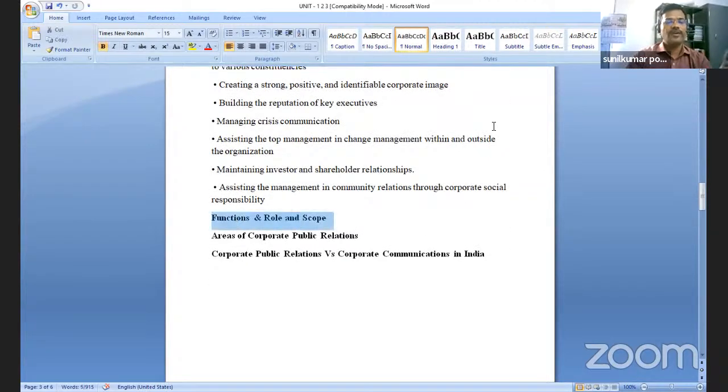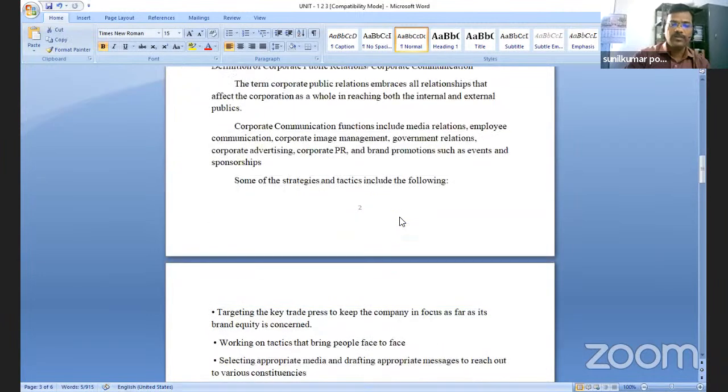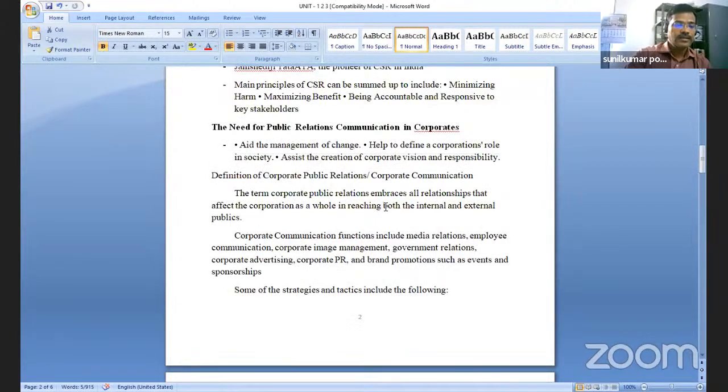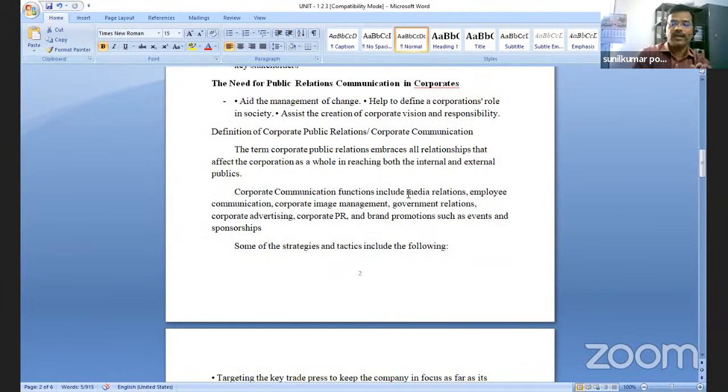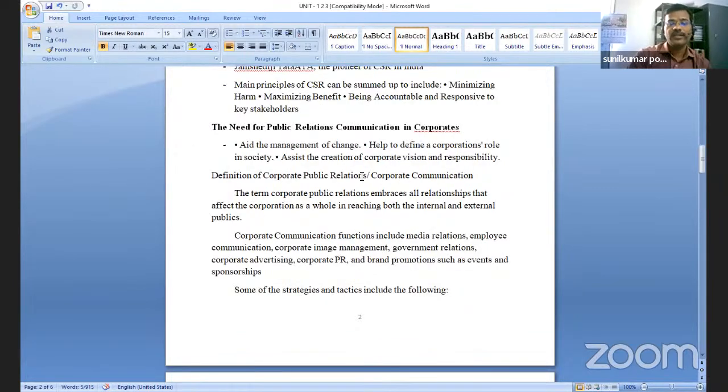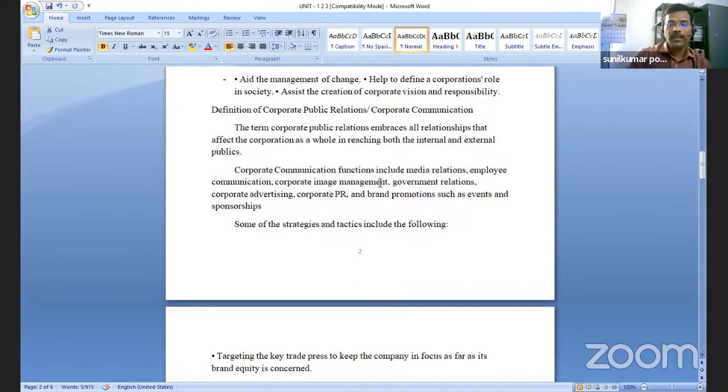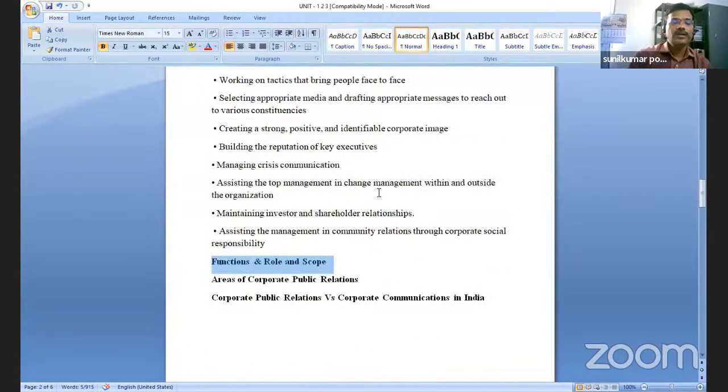Functions and role, we have already discussed. These all come under corporate communications functions only. You have to write in detail. For example, if the question comes in the examination, you have to write what is a corporation, what is an organization, and the role, who are the publics, who are the externals, and come to the functions.